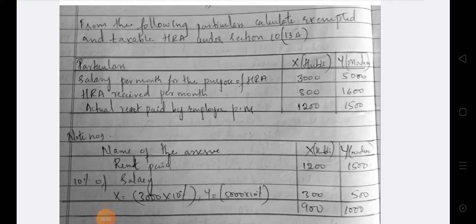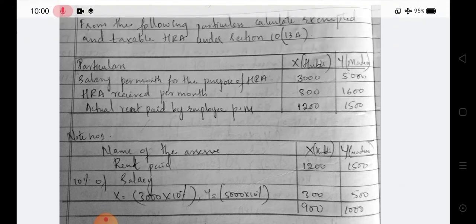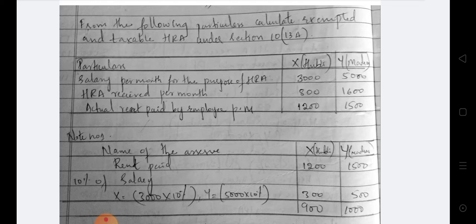Hello students, this is the second problem for the calculation of HRA under section 10 subsection 13a. The rule of HRA says we have to choose the minimum of 3: the actual HRA received, rent paid in excess of 10% of salary, or half of the salary if the house is situated in Bombay, Madras, Kolkata and Delhi, or else if the house is situated somewhere else, it has to be taken as 2/5 of salary. So that will be the rule for the calculation of HRA.